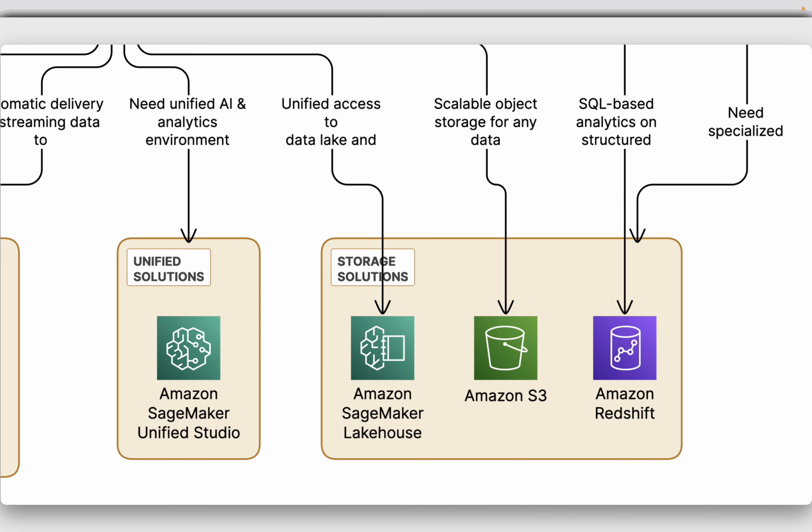Next, we have Amazon Redshift. So the decision point for SageMaker Lakehouse is unified access to data lakes and other sources. S3 is scalable object storage for any kind of data. And lastly, we have Redshift when we have SQL-based analytics on structured data. So this is falling under storage solution.